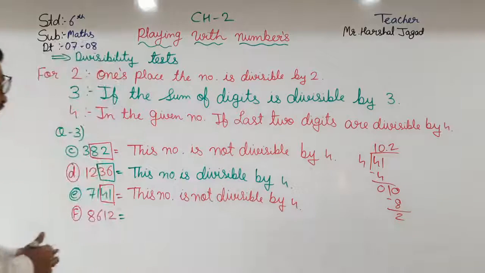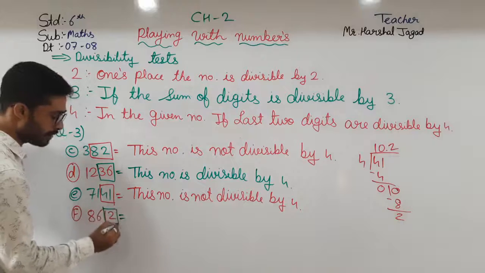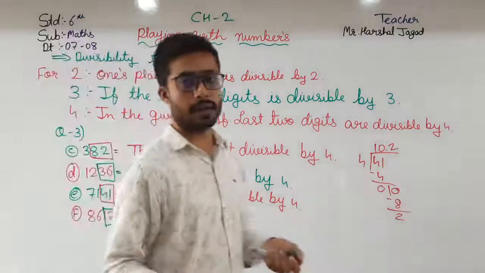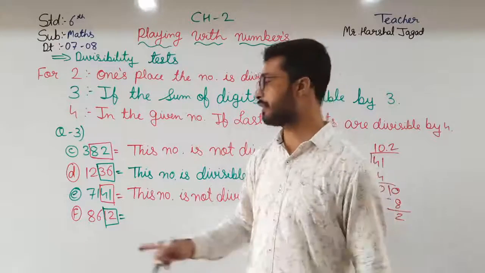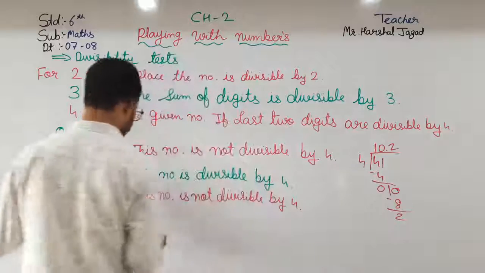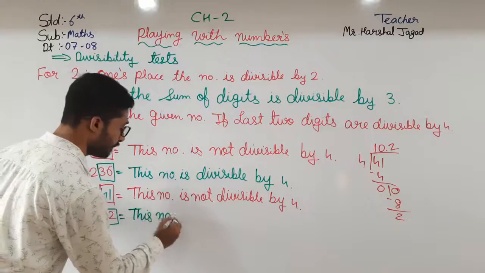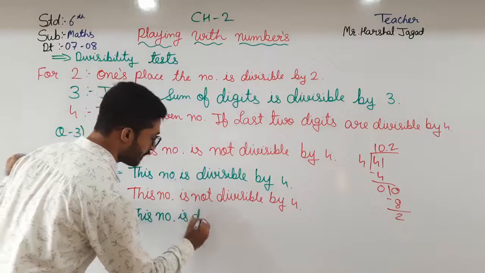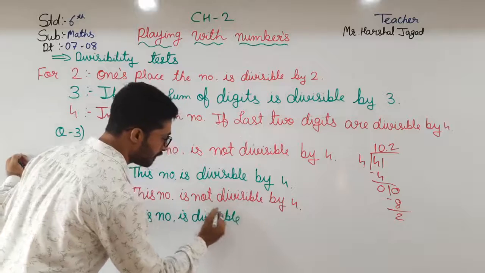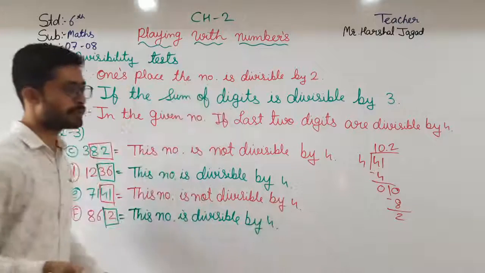Okay, moving towards the next, and here the last two digits are 12. We know that 4 3s are 12, so this number is divisible by 4. Okay students, please write down this.